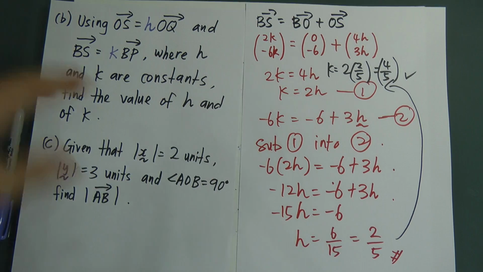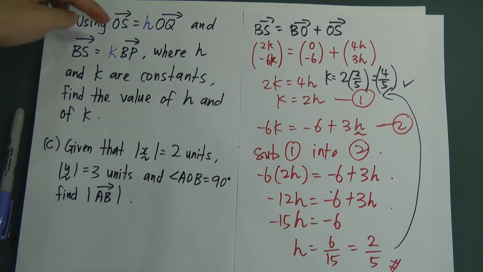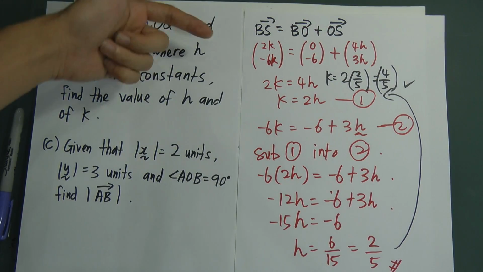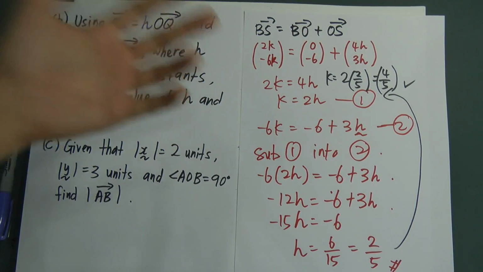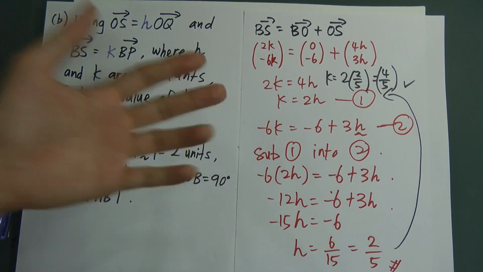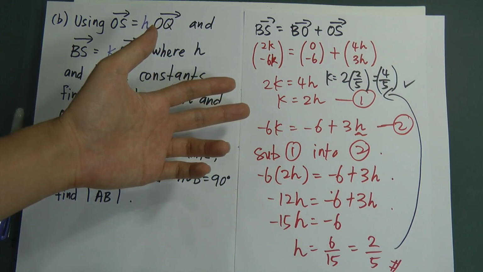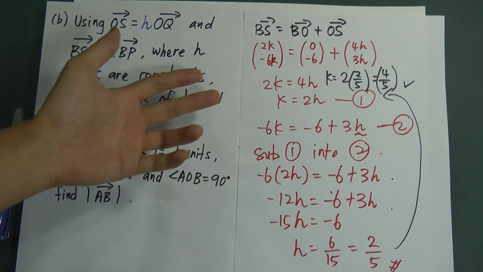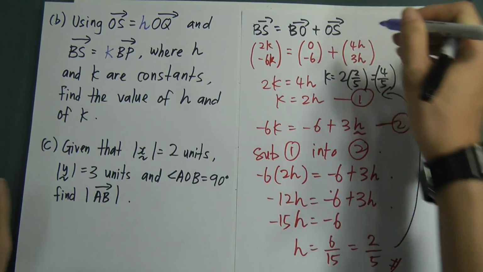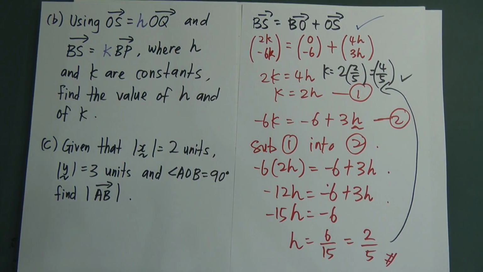But then the difficult part is you must be able to see BS and OS and BS. Actually you can make a connection, because if you cannot make the connection, you cannot get two different equations. If you cannot get two different equations, it's impossible to use a simultaneous equation to find h and k. So the difficult part is this one, trying to make the connection for it. If you can do this one, then I just go for the last part.